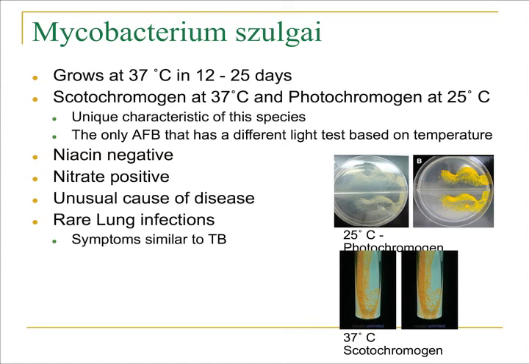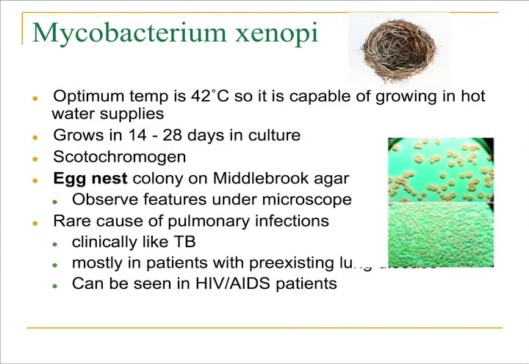It is niacin negative, nitrate positive, and it's an unusual cause of disease. It causes rare lung infections. Symptoms are similar to those with TB and may be found most often in someone with a diseased lung or immune suppressed. On the next slide, we talk about Mycobacterium xenopi.